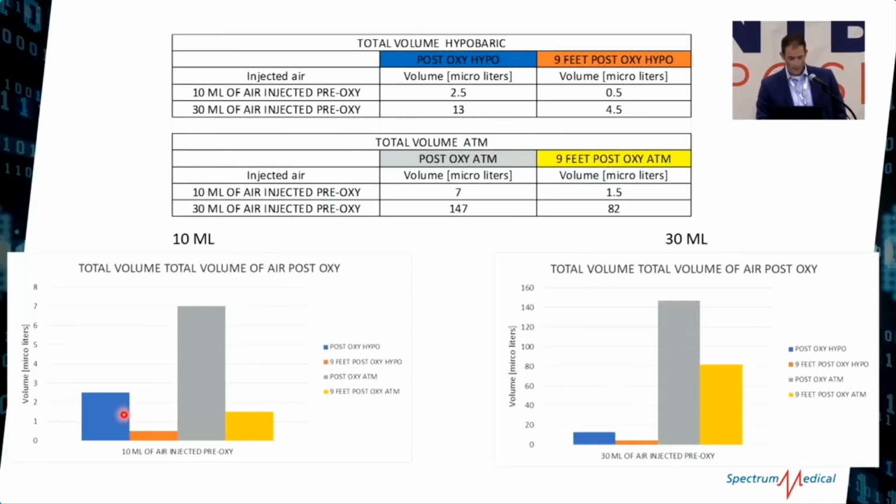And so down here, on this slide, the first two bars are post-oxy hypobaric, and the second two bars are post-oxy atmospheric. So this compares hypobaric post-oxy and 9 feet post-oxy to atmospheric post-oxy and 9 feet post-oxy. You can see the significant mitigation of the air from 10 mL injections as well as 30 mL injections, keeping in mind the scales are different on these two. So this is 0, 20, 40 versus 0, 1, and 2 in terms of volume. So you get the idea, a hypobaric state seems to significantly mitigate the amount of GME that the oxygenator is seeing.